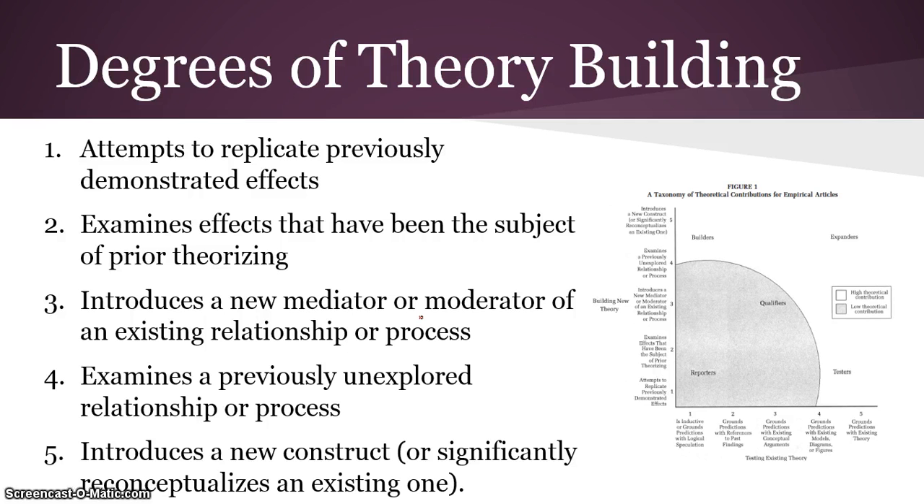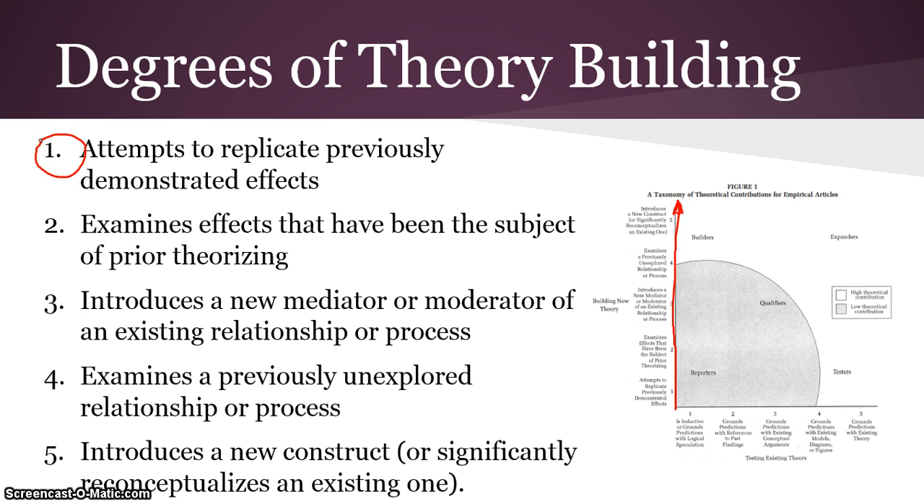Now, if we're looking at the existing literature, and we're looking back at the Colquitt and Zapata-Phelan article, we have this taxonomy of theoretical contributions. On the y-axis, we have building new theory and the different degrees. So if we're looking at existing literature, how might we estimate the degree to which that research that we're reading is building theory? At the lowest level, it would attempt to replicate previously demonstrated effects.